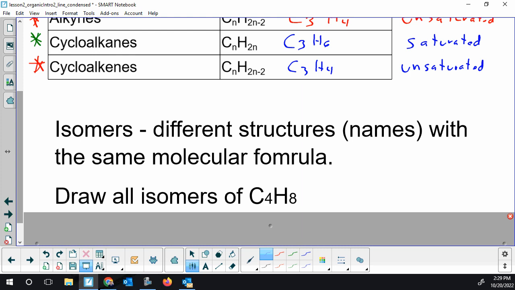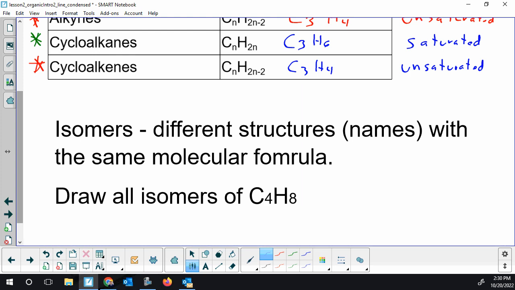And we're going to apply our generic formula knowledge. We're going to learn about isomers as I draw every single isomer possible of C4H8. And this is a very common diploma question: draw all the isomers of blank. I just don't know what the blank will be on the diploma.